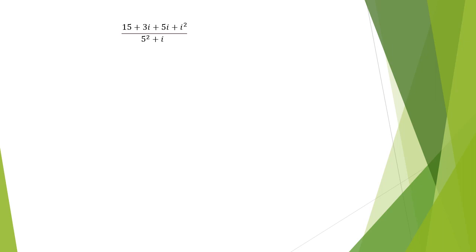15 minus 1 becomes 14, so it will be 14 plus 8i over 26. Now, since they are all even numbers, we divide them by 2: 14 divided by 2, 8 divided by 2, and 26 divided by 2. In this case, we are simplifying. So it will be 7 plus 4i over 13, and that is our answer. As simple as that. So whenever you want to deal with complex numbers, first you should identify the real part and imaginary part, and that marks the end of multiplication and division of complex numbers.